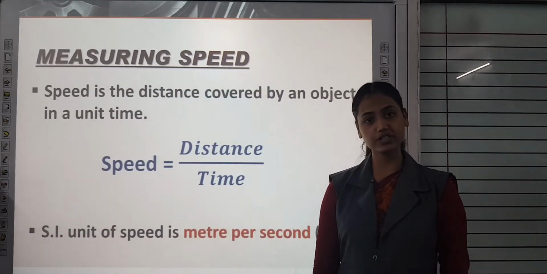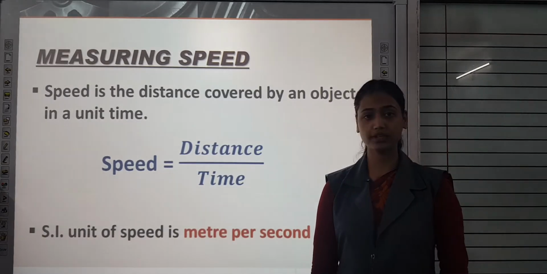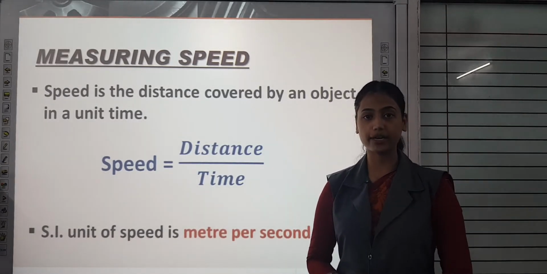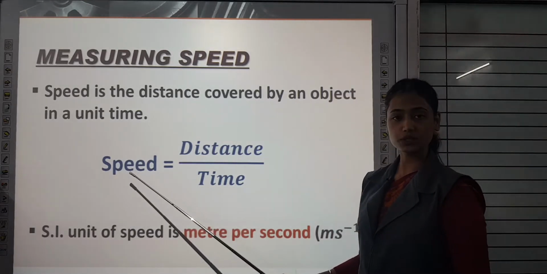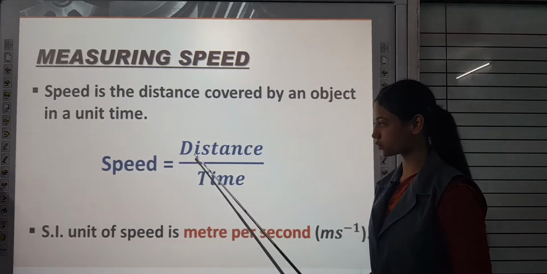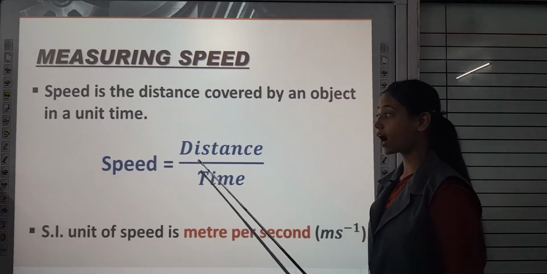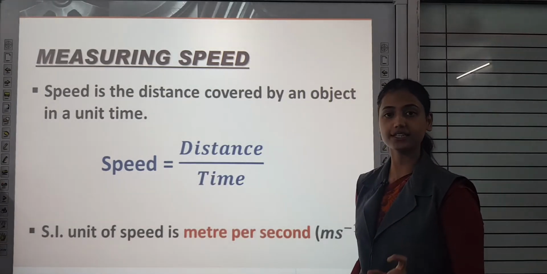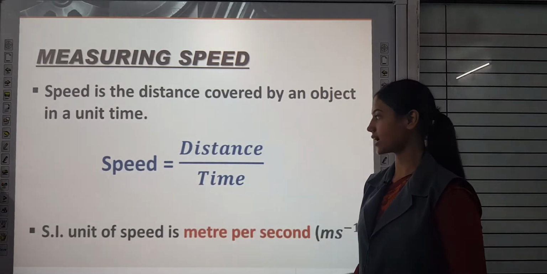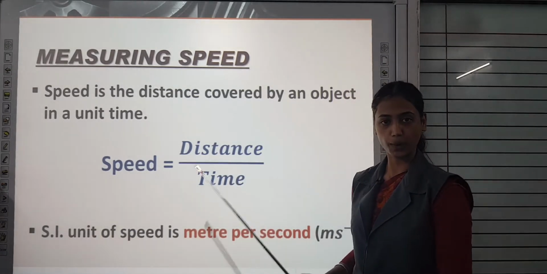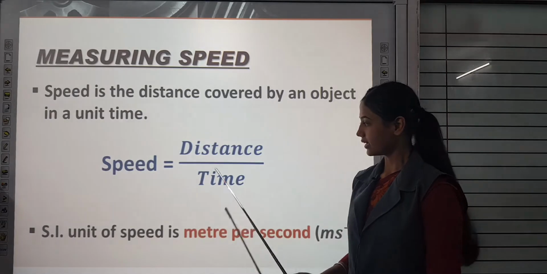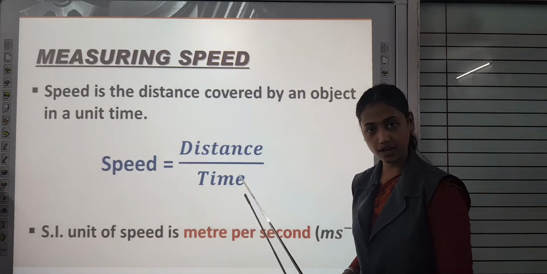Speed, in the previous video, I told you what is speed. The distance covered by an object in a unit time. The formula for speed is equal to distance upon time, that is, how much distance that object is travelling in a unit time. Can you tell me the unit for distance? It is measured in meters, kilometers, and time in second and hour.